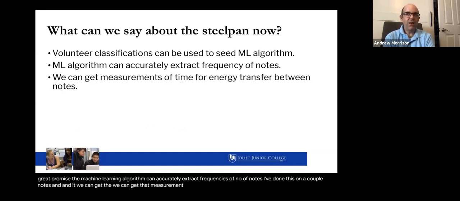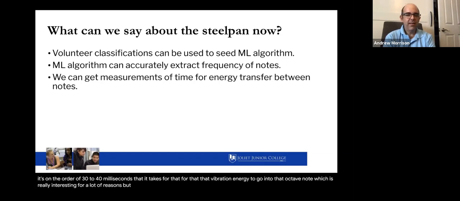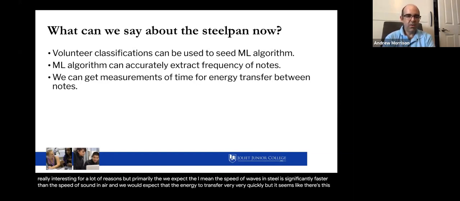It looks like it's on the order of 30 to 40 milliseconds that it takes for that vibration energy to go into that octave note, which is really interesting for a lot of reasons, but primarily we expect the speed of waves in steel is significantly faster than the speed of sound in air, and we would expect the energy to transfer very, very quickly, but it seems like there's this delay. We still don't fully understand that, and we're still working on that.